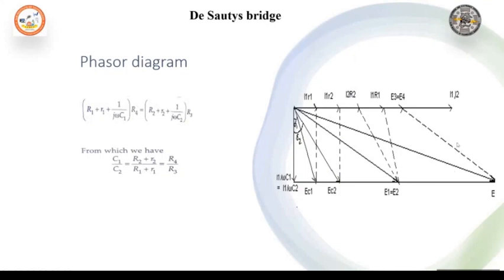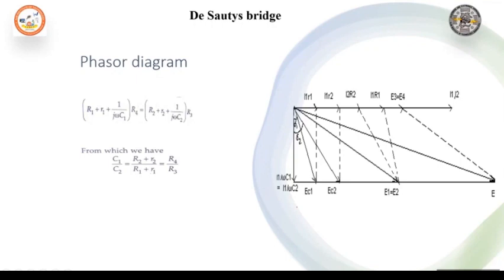You are looking at the phasor diagram of de Sauty's bridge. Taking I1 as the reference, the perpendicular is I1/(jωC1), and the resultant vector is E. I1 r1 will be in phase with I1, and I2 r2 is in phase with I2. So from the origin to here it is I1 r1, and from the origin to here it is I2 r2.